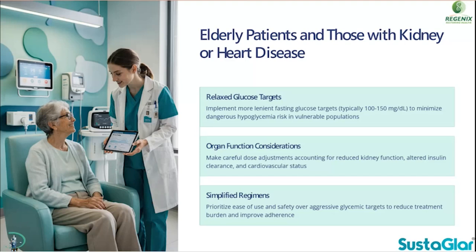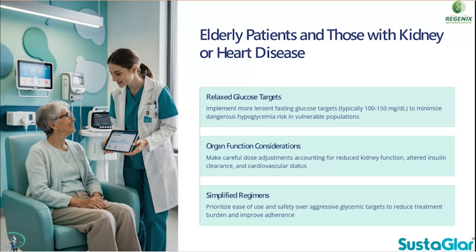So the relaxed glucose targets can be given for these patients. The lenient fasting glucose target of around 100 to 150 to minimize the dangerous risk of hypoglycemia in our vulnerable patients. Organ function consideration: make careful dose adjustment accounting for reduced kidney function, because the risk of hypoglycemia, particularly with the long-acting basal insulins, is significantly higher for people with CKD stage 4 and 5.